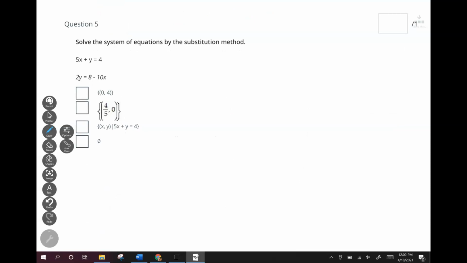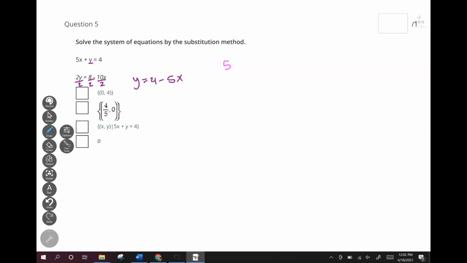Number 5. Okay, so we want to isolate one of the variables in one of the equations for substitution. You can do this either by solving for the y here, or dividing this equation by 2 to isolate the y there. I'm just going to divide that equation by 2. Divide everything by 2, and I'll have y by itself. So y equals 4 minus 5x. I'm going to replace that y in the first equation with 4 minus 5x.